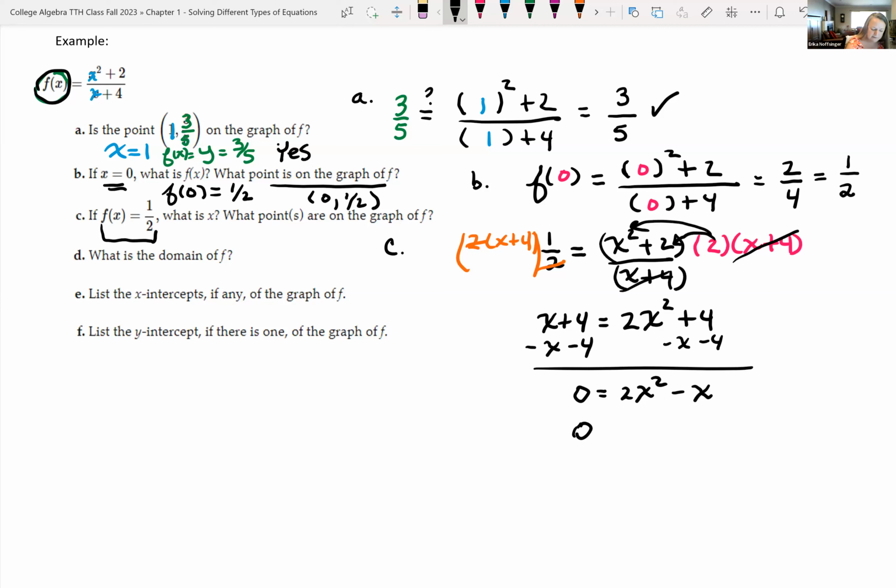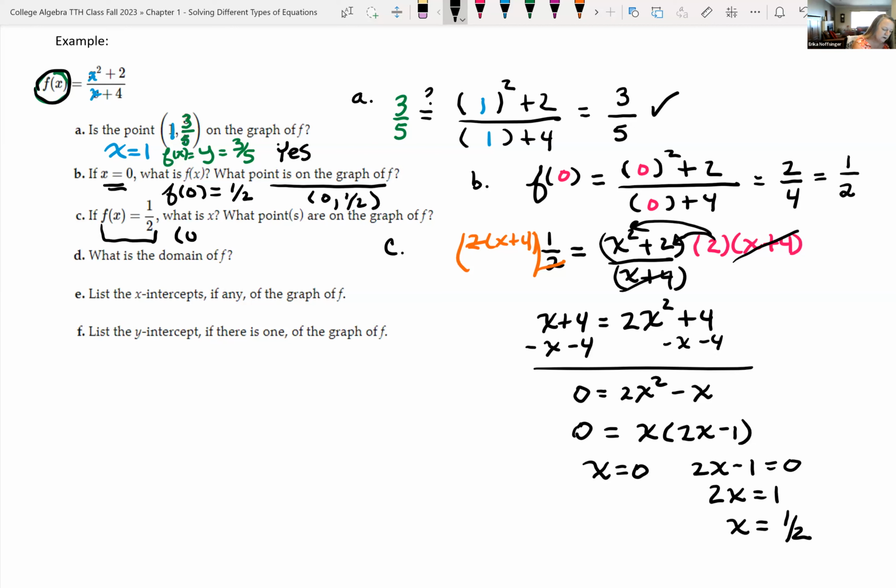I notice I can factor. So factoring is one way to solve quadratics. I can pull an x out of both terms of 2x squared minus x. That leaves me with 2x minus 1. Now setting each factor equal to 0 and solving for x. So I have x equals 0 and I have 2x minus 1 equals 0. So adding 1 to both sides, I get 2x is 1. Dividing by 2, I get x is 1/2. So we have 2 different points. When x is 0, y is 1/2.